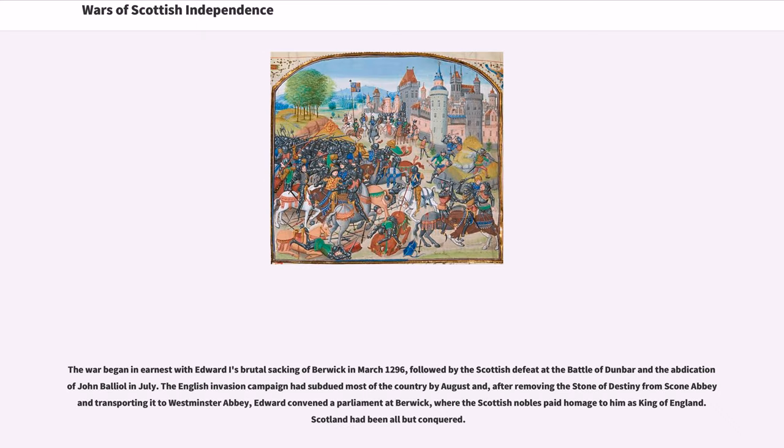1328. The war began in earnest with Edward I's brutal sacking of Berwick in March 1296, followed by the Scottish defeat at the Battle of Dunbar and the abdication of John Balliol in July. The English invasion campaign had subdued most of the country by August, and, after removing the Stone of Destiny from Scone Abbey and transporting it to Westminster Abbey, Edward convened a parliament at Berwick, where the Scottish nobles paid homage to him as King of England. Scotland had been all but conquered.